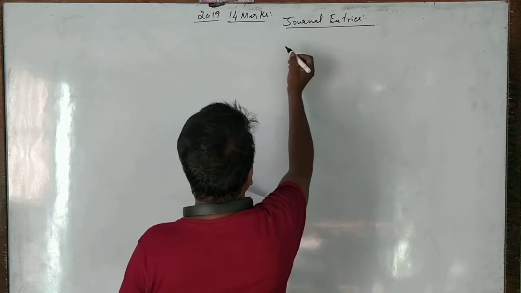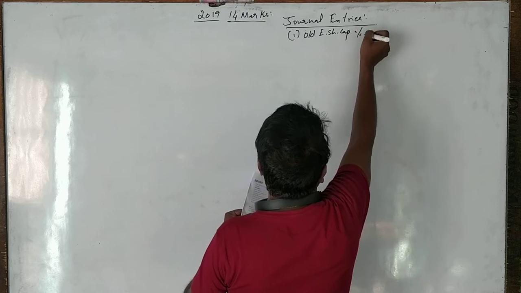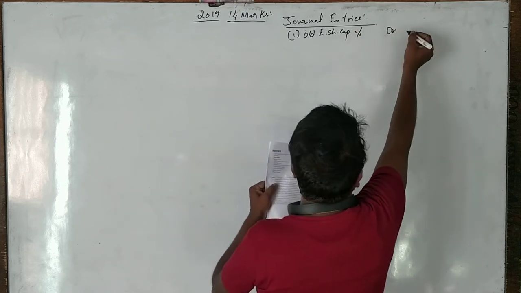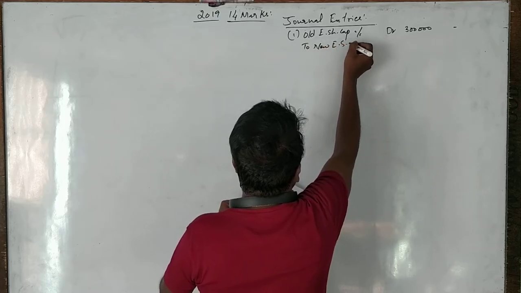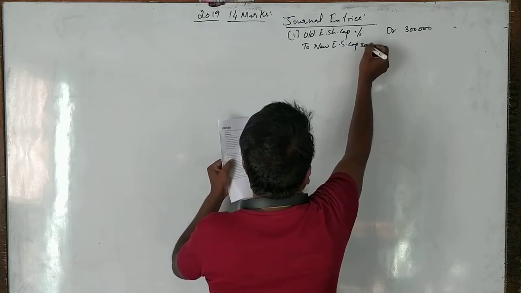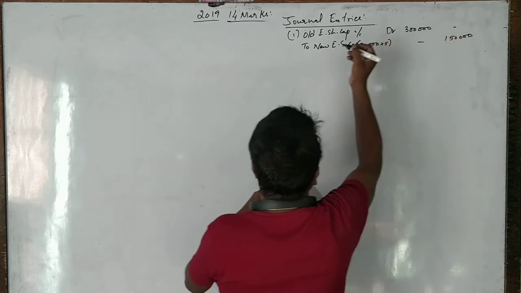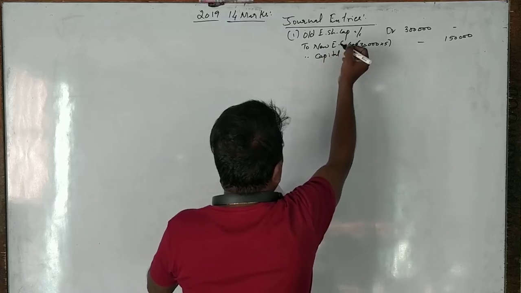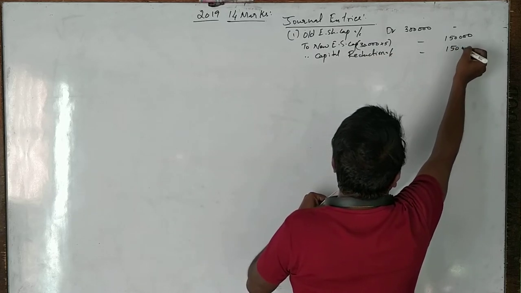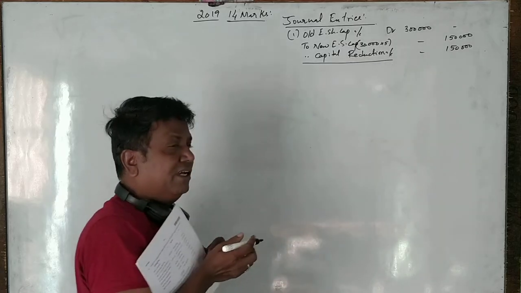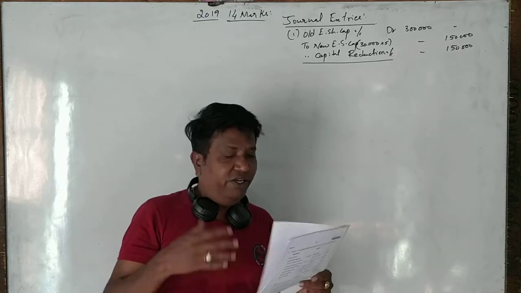Now, what entry can we pass for this? The first journal entry is old equity share capital account debit. Old equity share capital is 3 lakh rupees, to new equity share capital. We have 30,000 equity shares, reduced from 10 rupees to 5 rupees, and it becomes 1,50,000. And the remaining amount, they are contributing towards capital reconstruction account or capital reduction account, 1,50,000. The narration is: being equity share capital contributed towards internal reconstruction; being equity shareholders contributed towards reconstruction purpose.